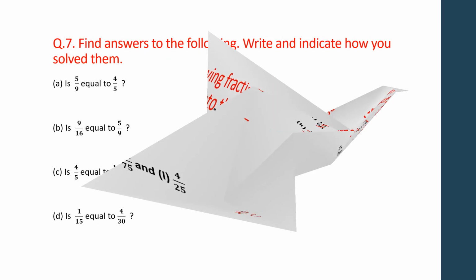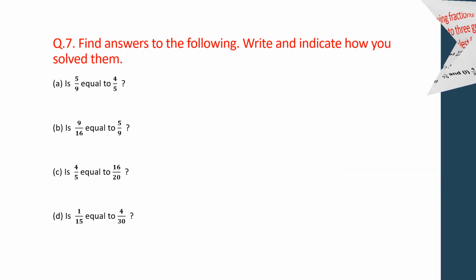Question number 7. Find answers to the following. Write and indicate how you solve them. We have more than one method to approach any solution here. So now let us decide how to move on. First one is 5 by 9 equal to 4 by 5. Either you can convert them into equivalent fractions or you can go with cross multiplication.